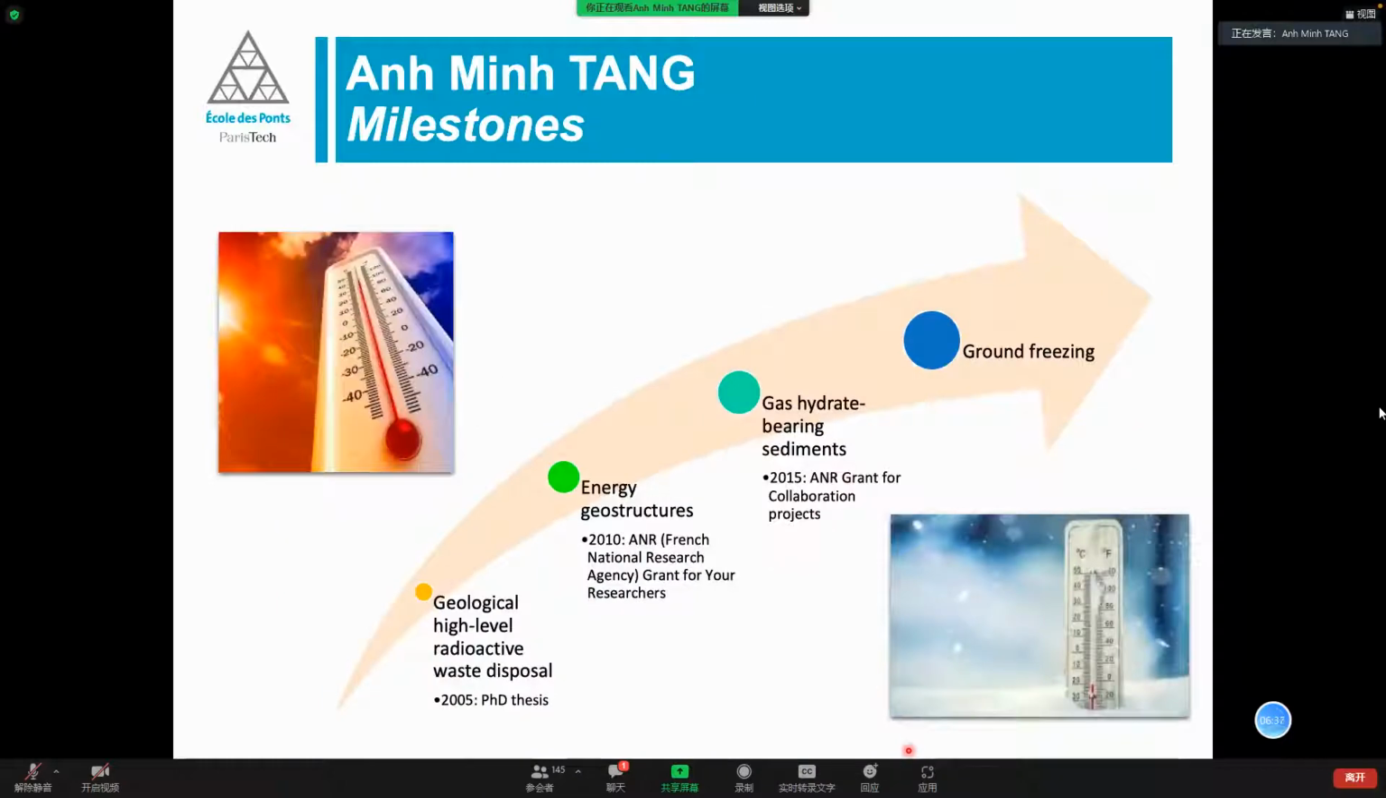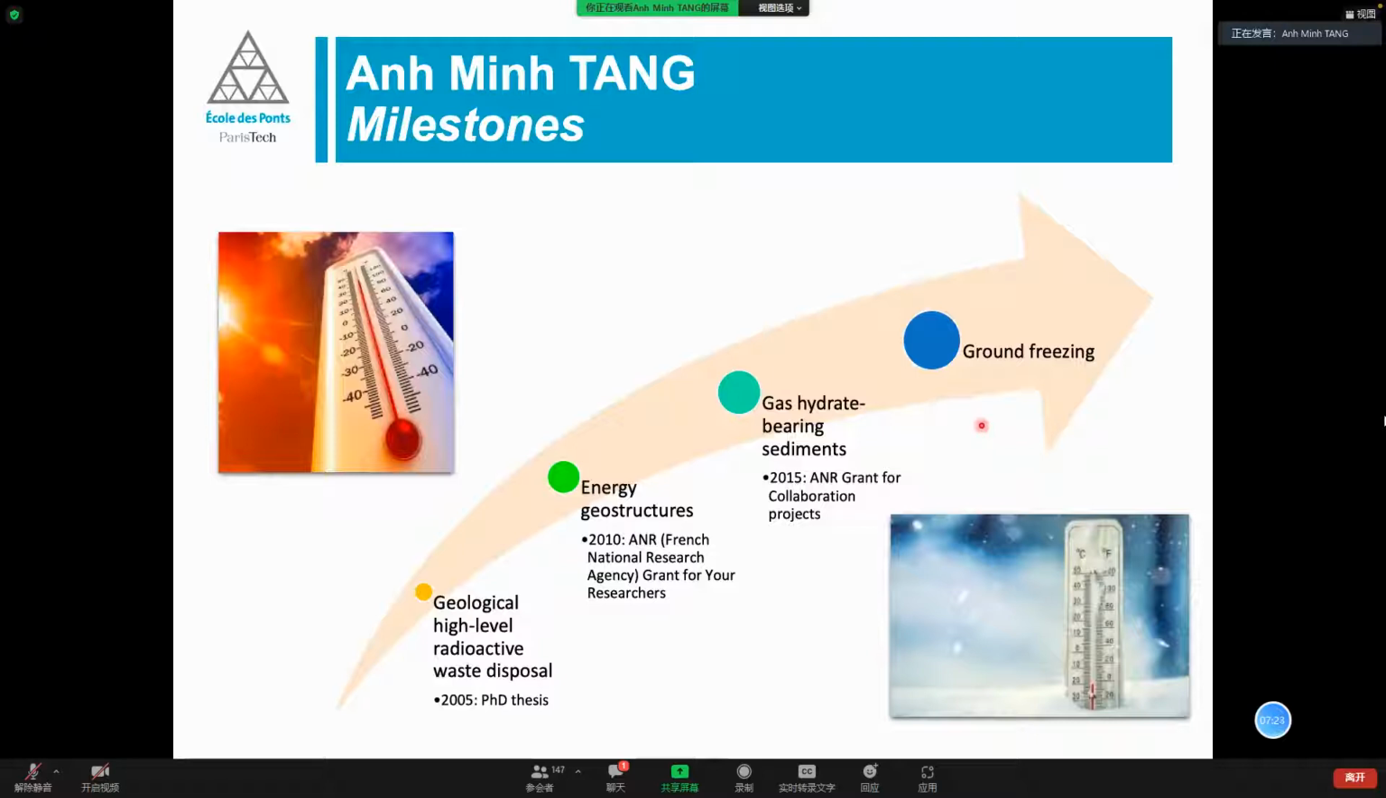Introduced by Professor Charles Chantin, I have been working on geological high-level radioactive waste disposal. This was my PhD thesis, on the effect of temperature on clay. And then when I joined the lab, I received funding to start my research on energy geostructures from the National Research Agency. And in 2015, I also received another grant to work on gas hydrate bearing sediments. And now more recently, I'm starting to work on ground freezing.